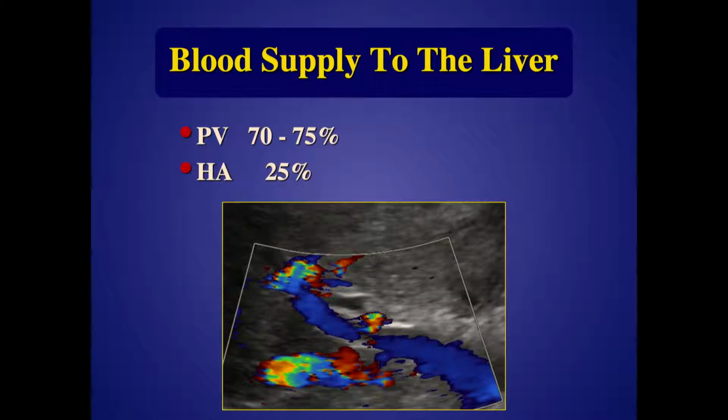We all know that the portal vein provides most of the blood flow to the liver, about 70–75%. The rest is provided by the hepatic artery, which is why when you have portal hypertension or thrombosis of the portal vein, the hepatic artery becomes hypertrophied. We see it and typically will develop that corkscrew appearance when we scan it.